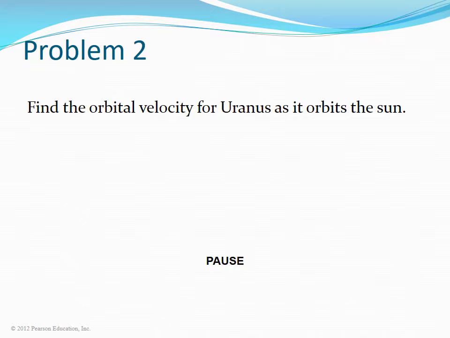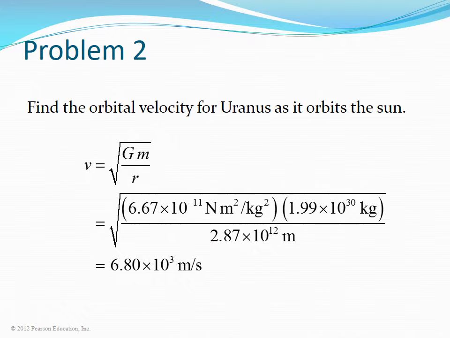Find the orbital velocity for Uranus as it orbits the Sun. Pause the program to work on the problem. Using the speed of an orbit formula, the answer is 6,800 meters per second.